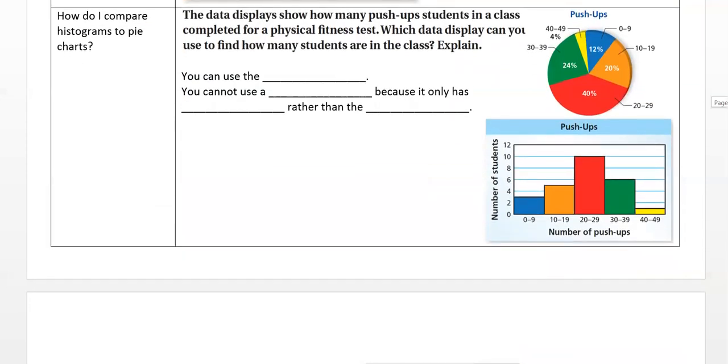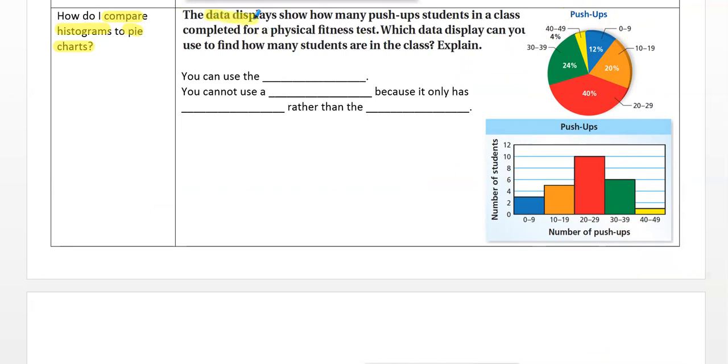So let's do it. Last example, question, how do I compare histograms to pie charts? Okay, the big overarching idea here is that we're using data displays. This is statistics. We have data displays. We just learned about this one. Do you remember what it's called, or did you already forget? A histogram. It's the title of the section. And this one is a pie chart, which you've probably seen before at some point. And don't forget, we also have learned about the stem and leaf plots. So there's 3 different data displays.